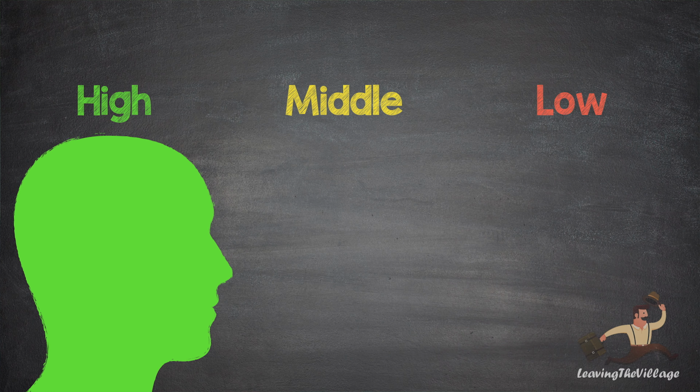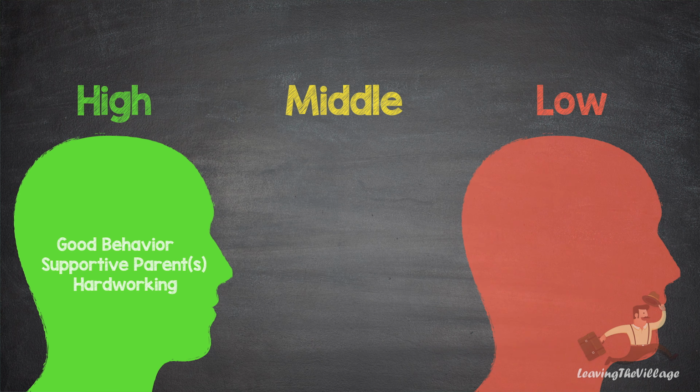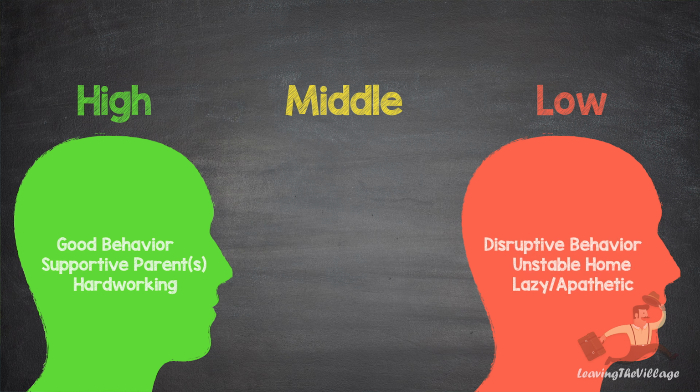The number one characteristic of a high student is that they're performing on a high level based on the data. Other typical characteristics of high students are that they have good behavior, supportive parents, and they're hardworking. We define low students as students that don't perform well based on data. Typical characteristics of low students are they have disruptive behavior, unstable homes, and they're lazy or apathetic.